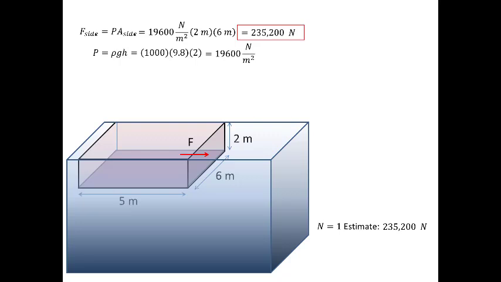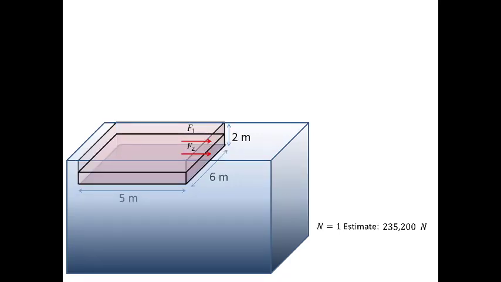And as you can imagine, this is quite an overestimate because we assume that the pressure across the whole side was at the actual maximum pressure, which was the pressure at the bottom. So how can we improve on this estimate?